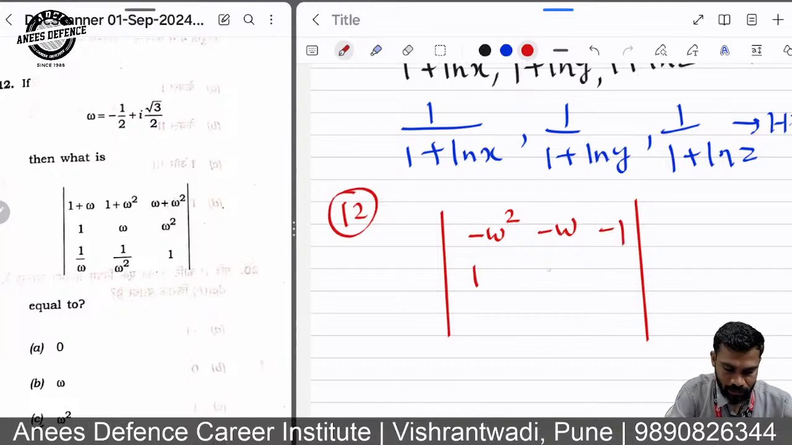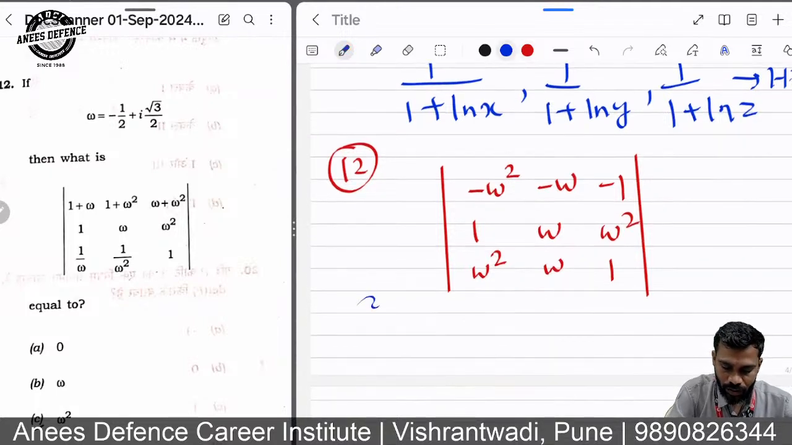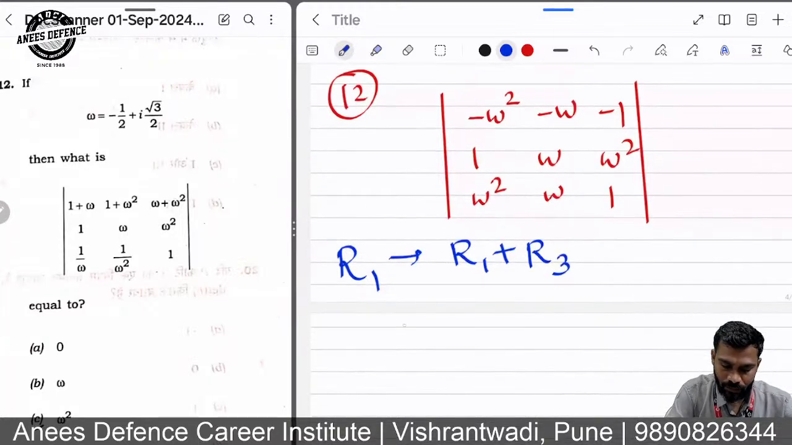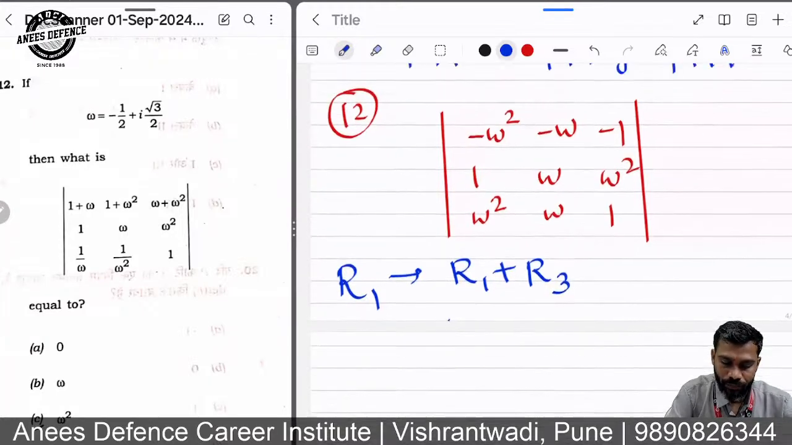Similarly, 1, omega, omega square. And here we have 1 by omega, which can be written as omega square, and this one will be omega, and this is 1. So very easy. What you can do, if I apply the elementary transformation R1 equals R1 plus R3, the first row will become 0, right?